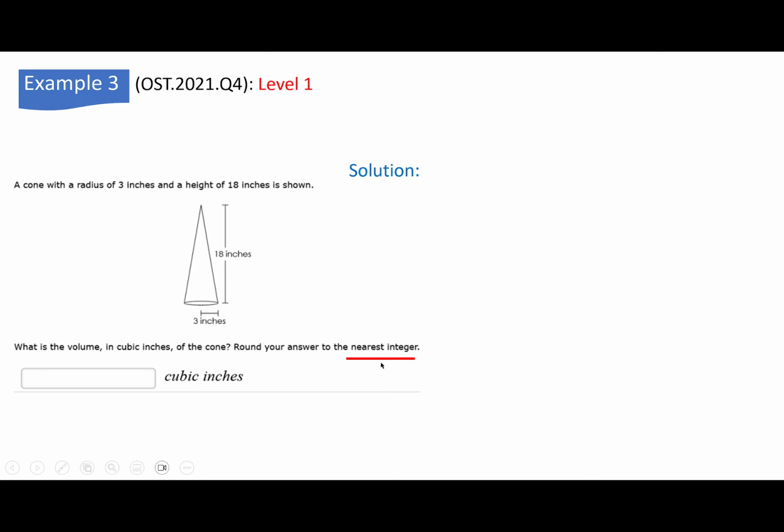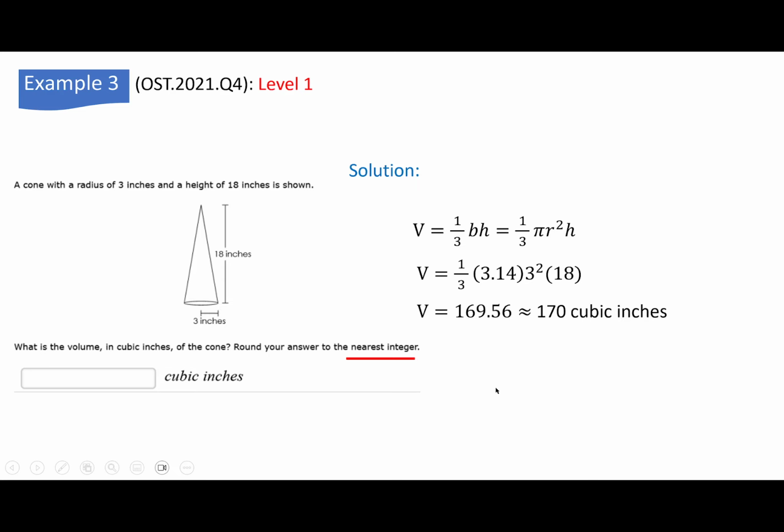Nearest integer, where they want the answer here. 1/3 BH, 1/3 pi r squared h, 1/3 times 3.14 times 3 squared, because r is 3, times 18, the height is 18. You get this number, which is about 170 cubic inches. That's it.